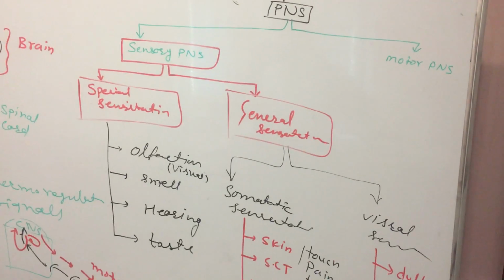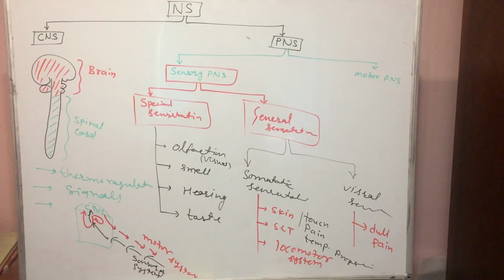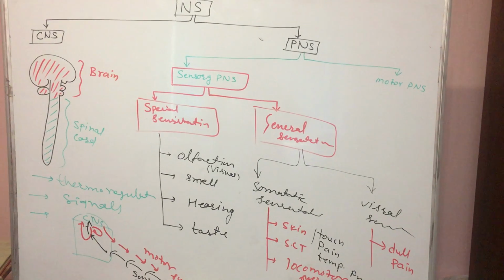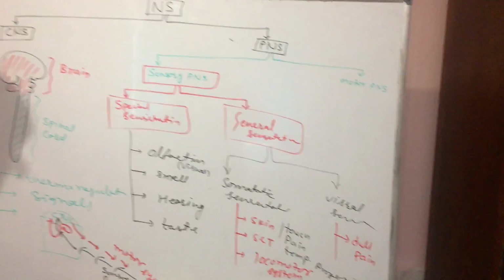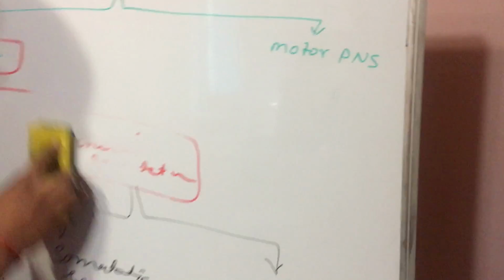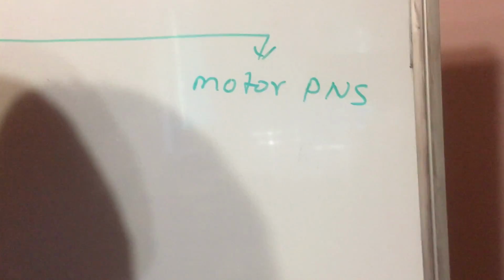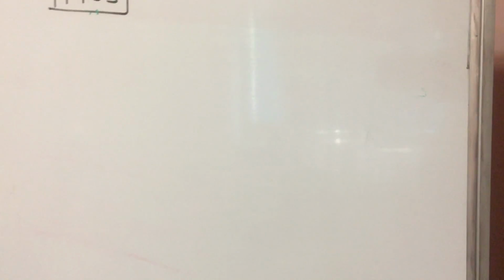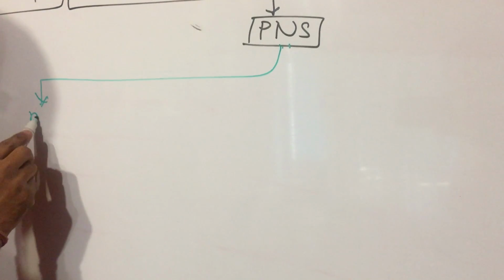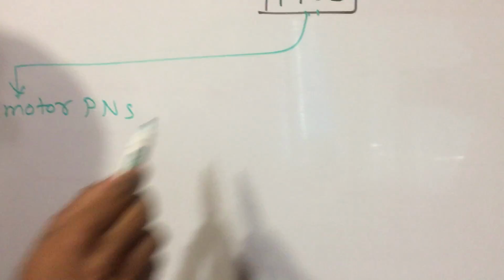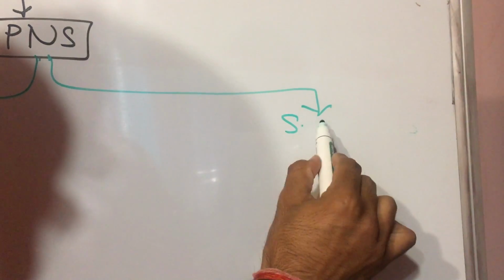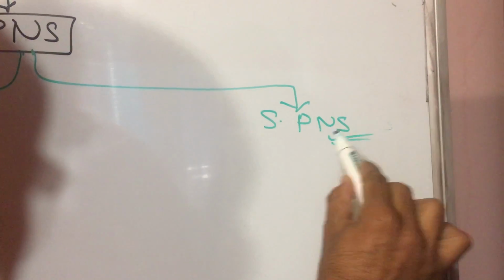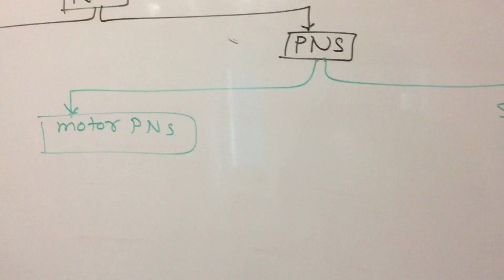This is the general classification of the nervous system. In the nervous system there is the central nervous system and the sensory peripheral nervous system. What is the motor peripheral nervous system? Let's see. The motor peripheral nervous system, and we already discussed the sensory peripheral nervous system. So now, the motor peripheral nervous system. What is it?